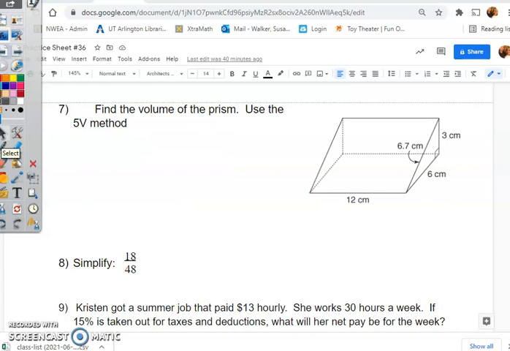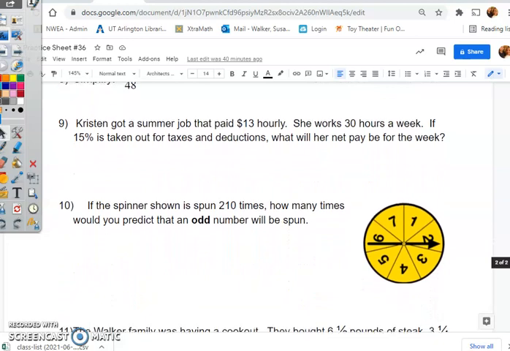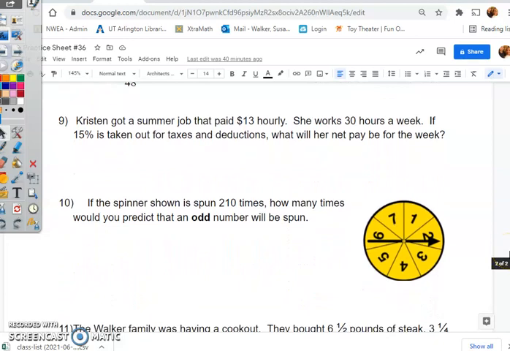8, I don't need to talk about 8. 9, I'm going to read it. I'm not going to solve it for you. You're going to solve it. It says, Kristen got a summer job that paid $13 hourly. She works 30 hours a week. If 15% is taken out for taxes and deductions, what will her net pay be?